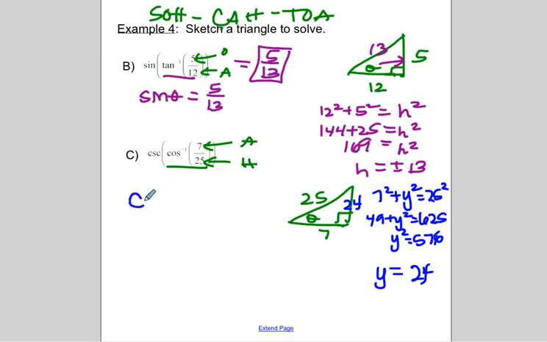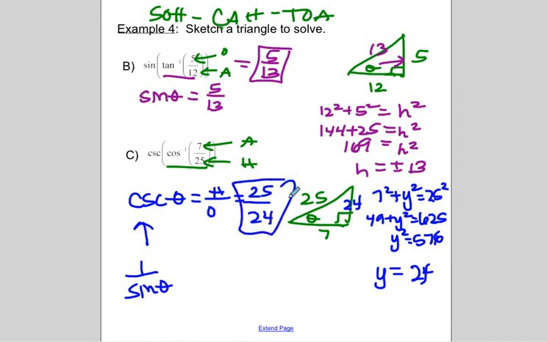Then I just have to find cosecant of theta. Cosecant is really the reciprocal of sine. So if sine is opposite over hypotenuse, that means cosecant is hypotenuse over opposite. So I would have 25 over 24. And that would be my answer for C. Okay. So there is a beginning to our inverse functions.